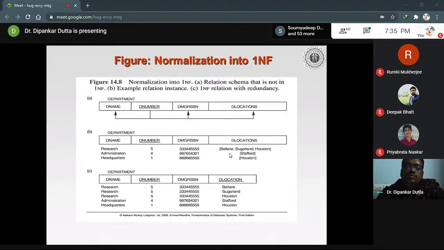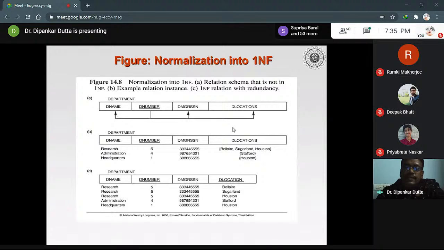From here, you can easily understand that the D locations value for the first tuple is not atomic. We can divide it further. So this table is not in first normal form.